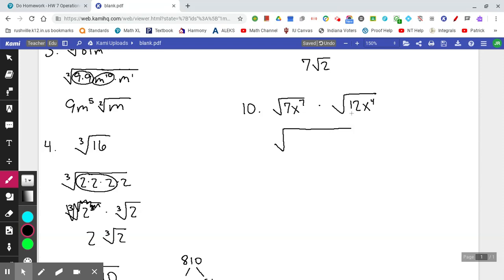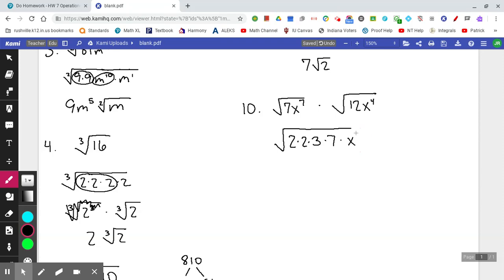So 7's a prime number, but 12 isn't. I can rewrite 12 as 2 times 2 times 3. So 12 is 2 times 2 times 3, and then times 7. Okay, so that's what I have for my numbers. And then my variables, I have x to the 7th times x to the 4th, which means I'm going to have x to the 11th.